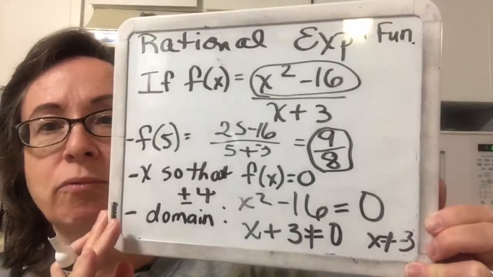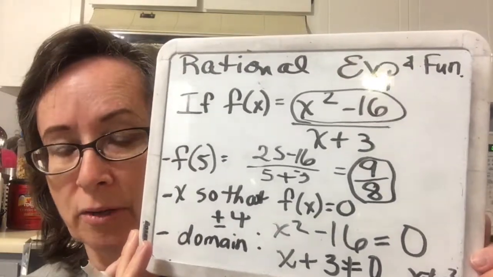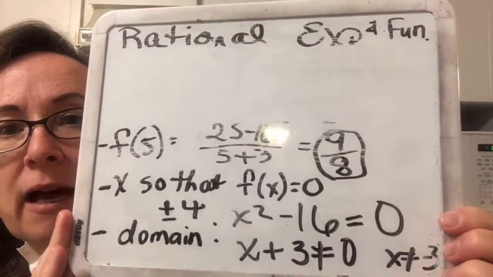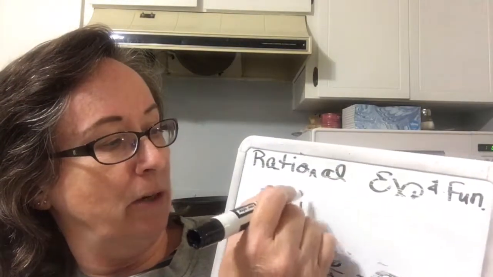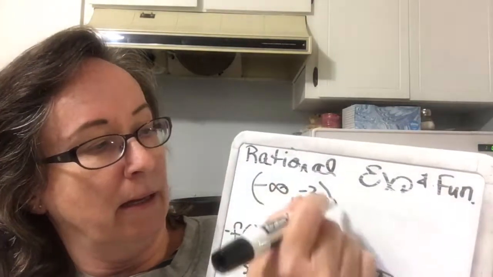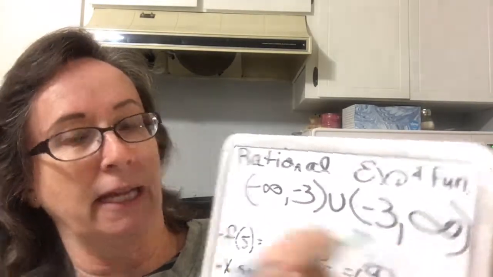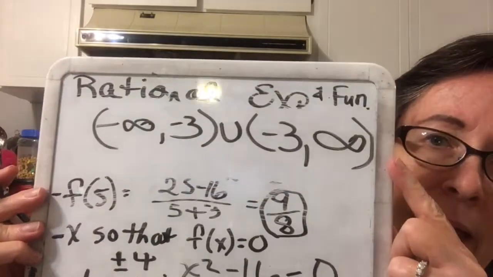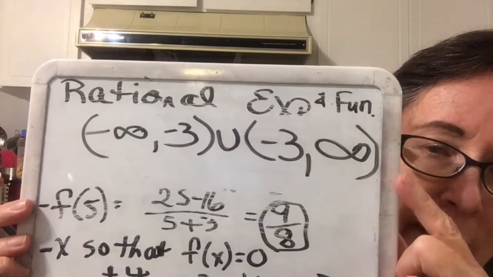Okay, how do I write that expression correctly as a domain? I'm going to take a little bit of space from up here, since I don't have any extra boards, and I'm going to write x cannot equal negative 3 properly as negative infinity to negative 3 union negative 3 to positive infinity. So this is the correct way to write that domain in your interval notation.